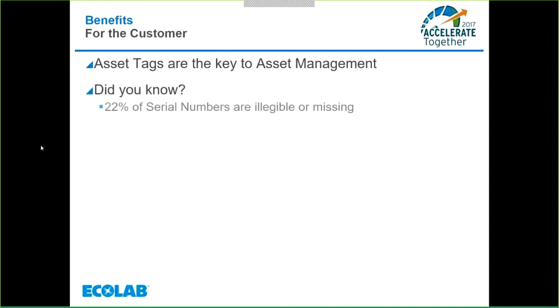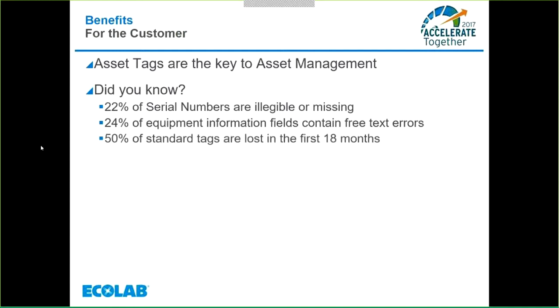The benefits for the customer. Asset tags are the key to asset management. Did you know 22% of serial numbers are illegible or missing? 24% of equipment information fields contain free text errors, and 50% of standard tags are lost in the first 18 months.